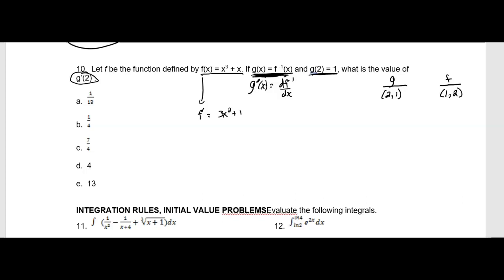This allows us to do that easier method. It's kind of a combo here. This is the way they test you on both methods that we just talked about. This is our original derivative. We can find that pretty easily, 3x squared plus 1.